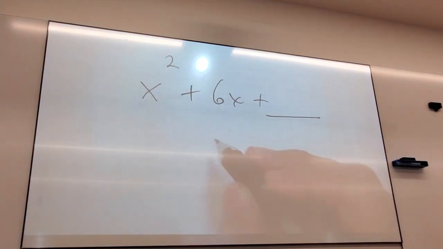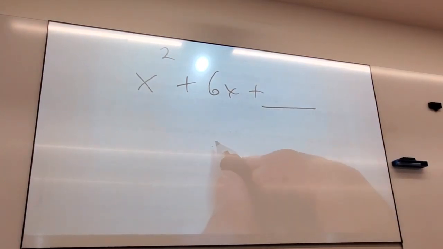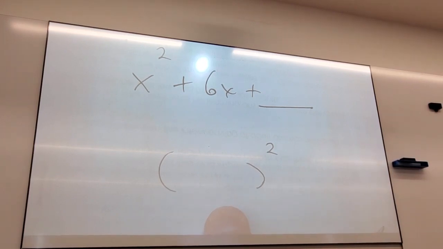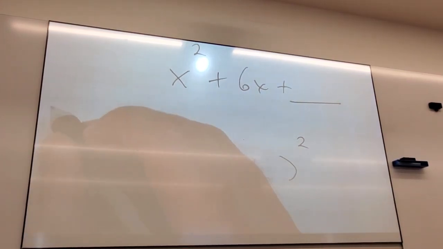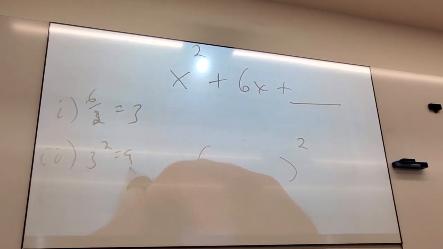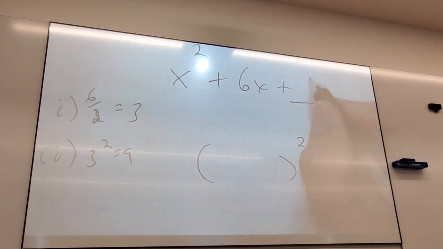What do I add so that I can factor this like this? There's two steps. Take half of 6, and then I square it. So y squared is the question, right?